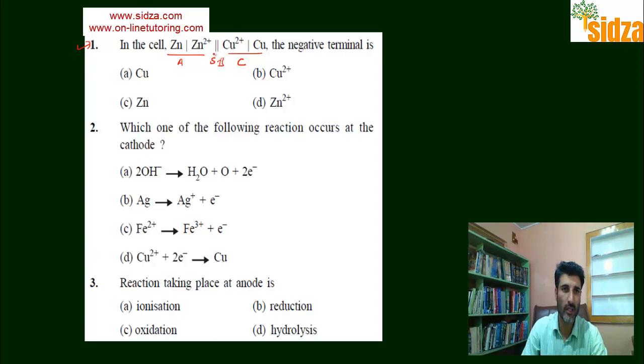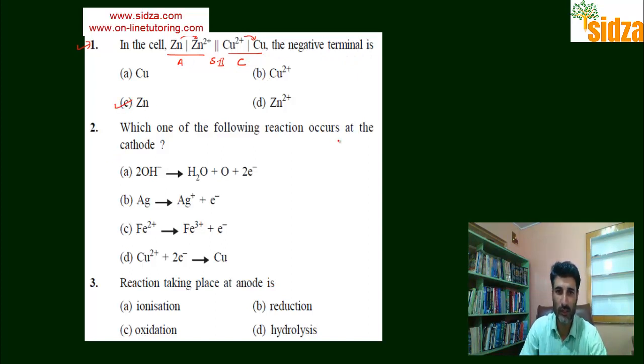And the anode is the electrode where oxidation takes place, where the electrons are lost, right? So in the anode the zinc metal will change into zinc ions, while in the cathode, which is a reduction, that means the gain of electrons will be there, so the copper ions will convert into copper metal. By convention, the electrode where oxidation takes place is called anode, and it's given a negative sign, right? The cathode is the electrode where the reduction takes place, and it's given the positive sign. So the negative terminal is the anode, which here is the zinc. So this is option 3.